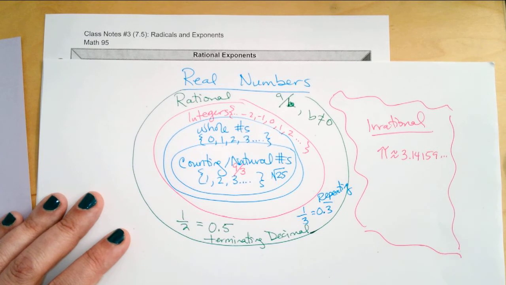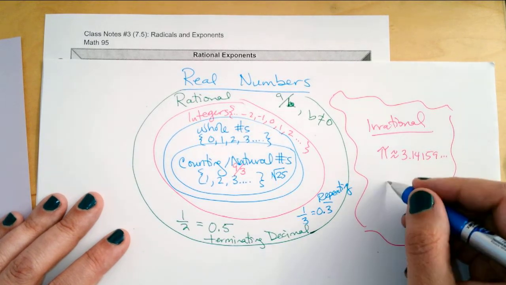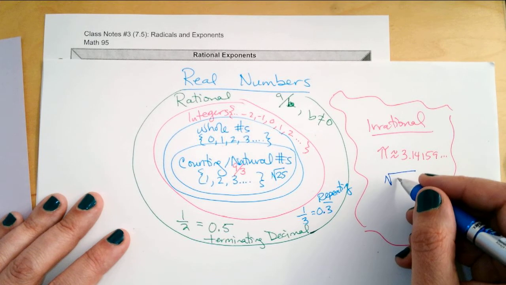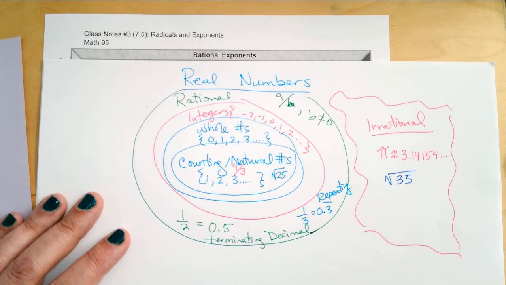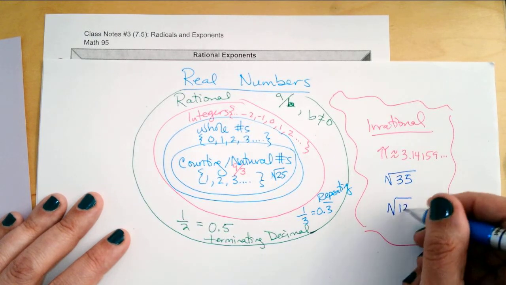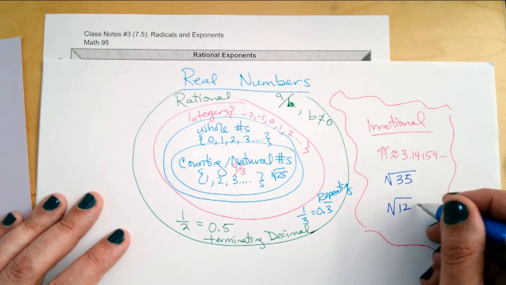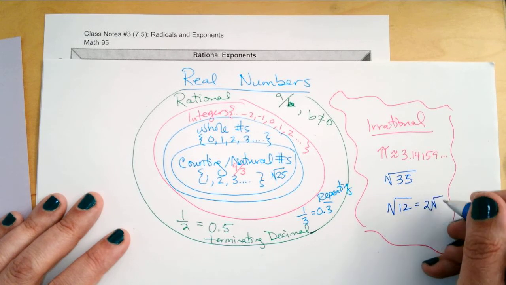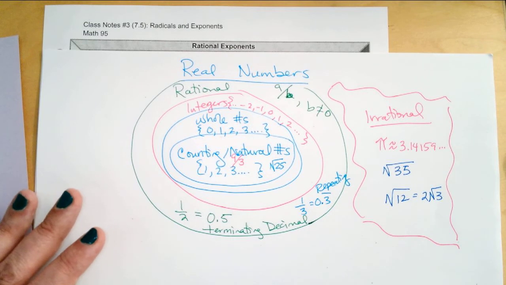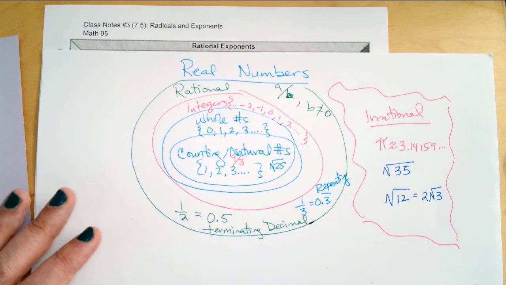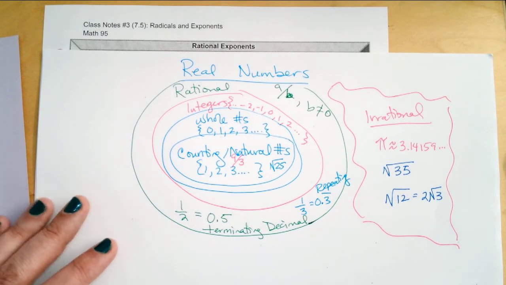What are some other examples of irrational numbers? Well, the square root of 35 would be irrational because it's not a perfect square. So if you take the square root of any number that's not a perfect square, even like the square root of 12, which we said simplifies to 2 times radical 3. We were simplifying that last time. So anything that you take the square root of that is not a perfect square is considered irrational.